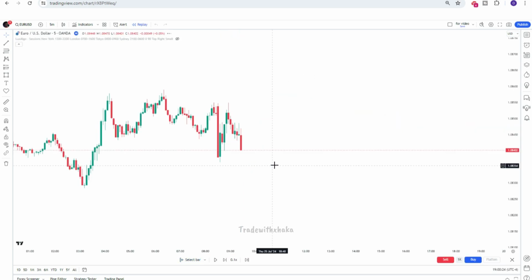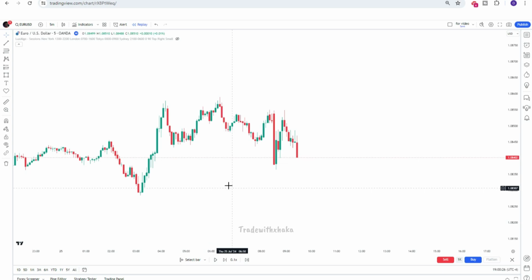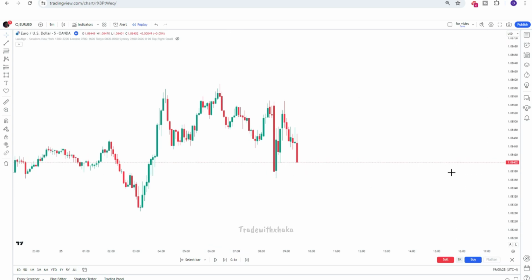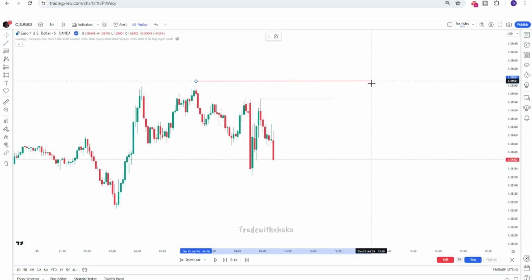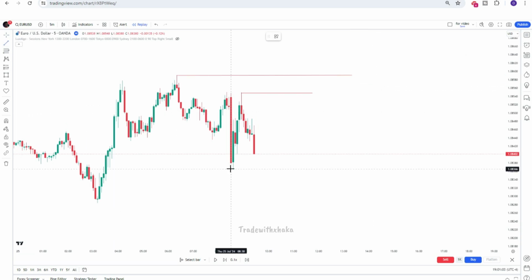Here we go. So this is our 9:30 a.m. As we are in 9:30 a.m., we look for highs and lows, recent highs and lows to mark out. This is a recent high. This is another high. It's still valid for us in the strategy. Then this is the low we have.